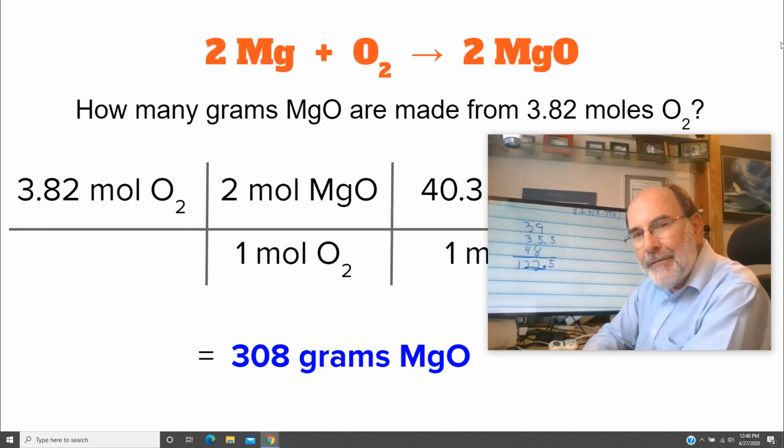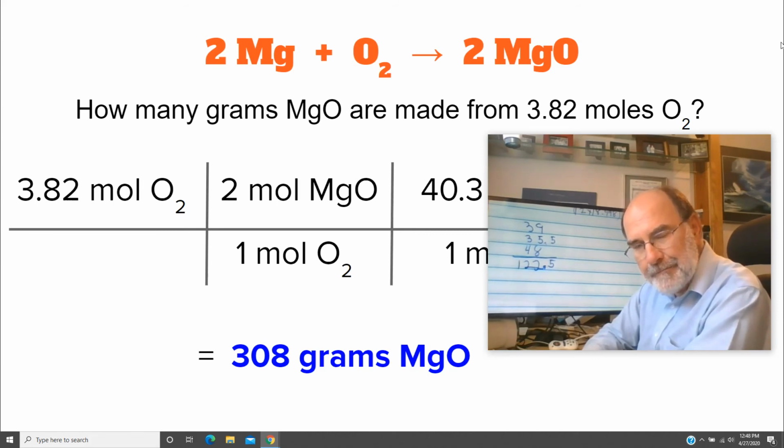So for every 1 mole of oxygen, I need twice as many moles of magnesium to make this stuff work. If I have an equal amount in terms of moles of each of the 2 reactants, then it's the magnesium that I'm going to run out of first. I'm using that up twice as fast as I'm using up the oxygen. In fact, I'm only going to use up half of my oxygen.